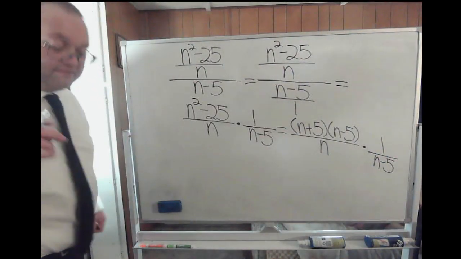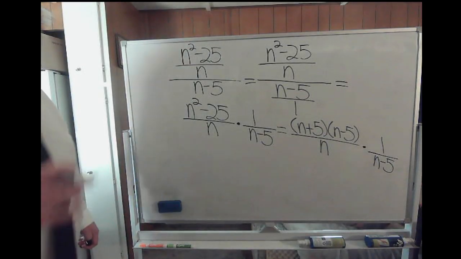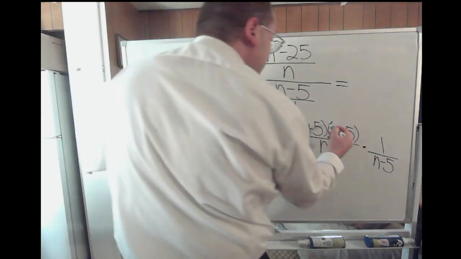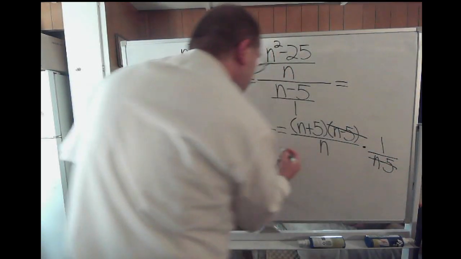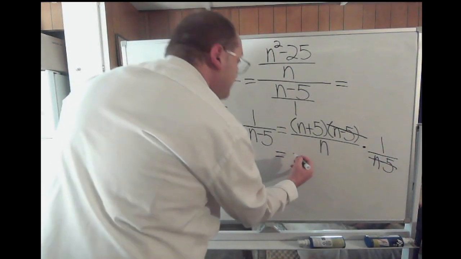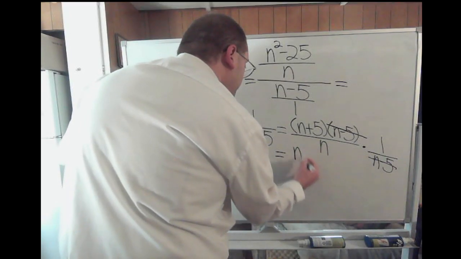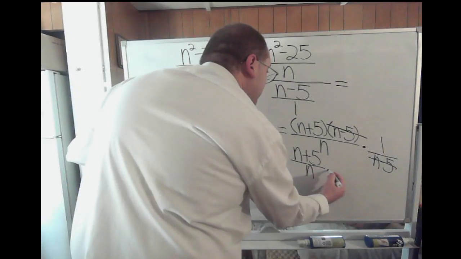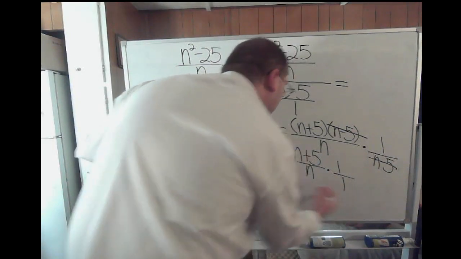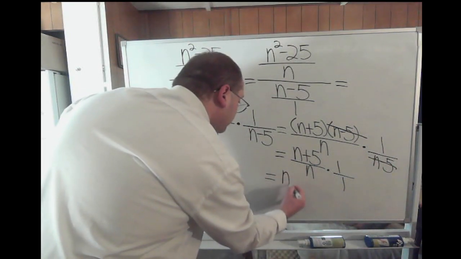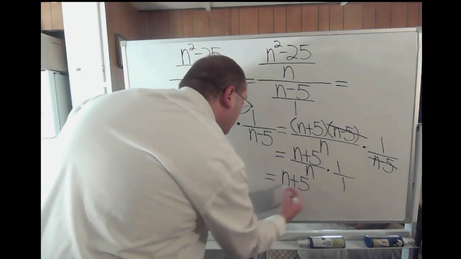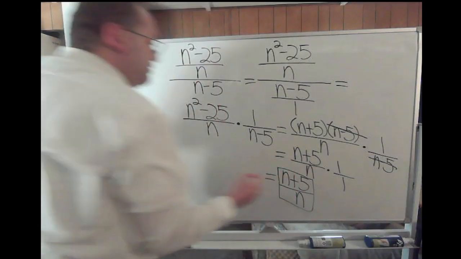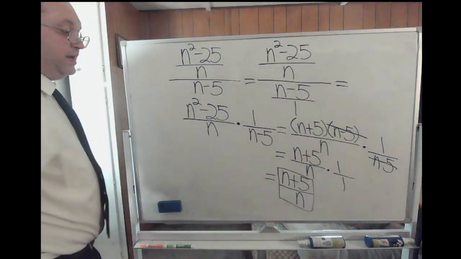So now that we have factored n squared minus 25, we have a common factor of n minus 5 in both the numerator and denominator. Those will cancel out. So what you should be left with is n plus 5 all over n times 1 over 1, which would simply give you n plus 5 over n. That would be your answer. There's no further way to factor this.